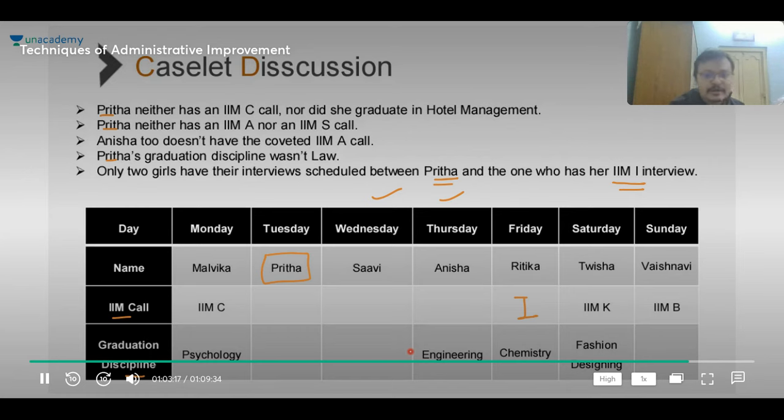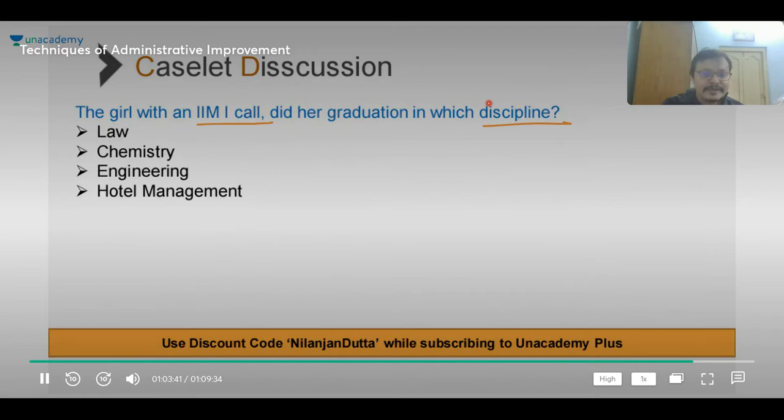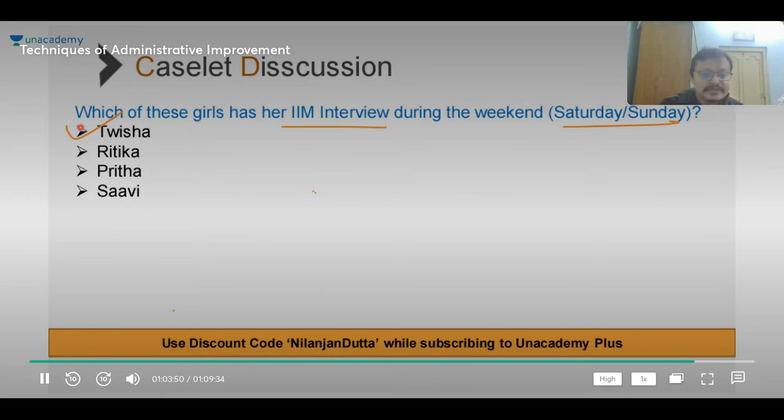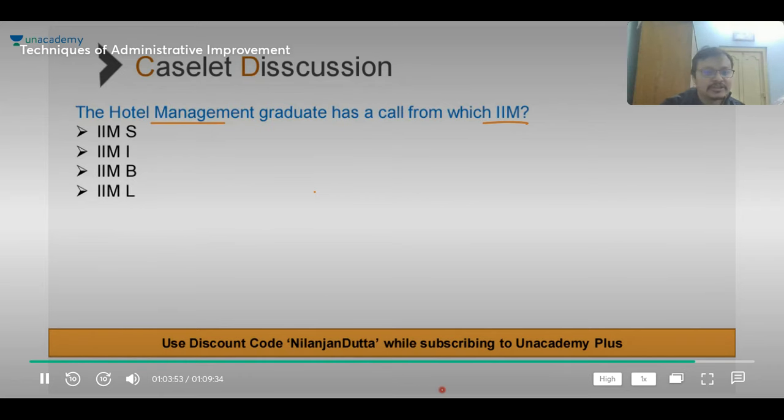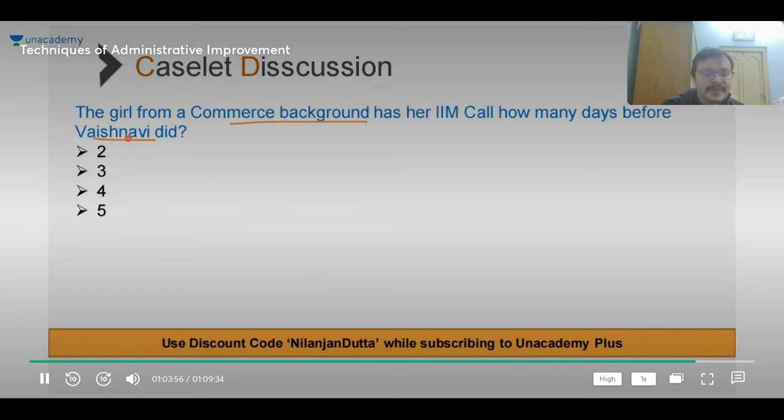The moment you get indoor as Ritika, if you remember, there was a direct question in the set which was talking about the girl from indoor, and which discipline she has done a graduation in. If we look back at that question, we get the answer as chemistry, that is Ritika. So again, to solve the questions on the go, two questions should have been done easily without much effort. The remaining two questions are on hotel management and commerce background versus Vaishnavi.